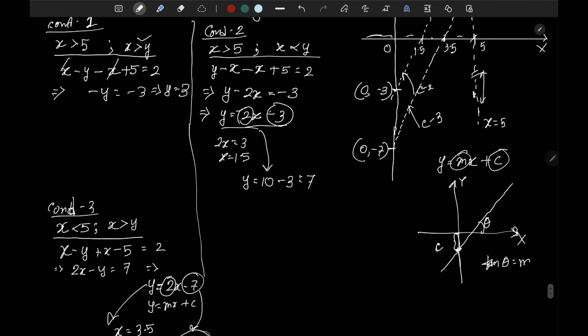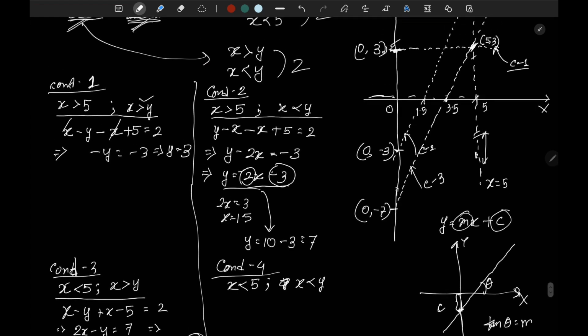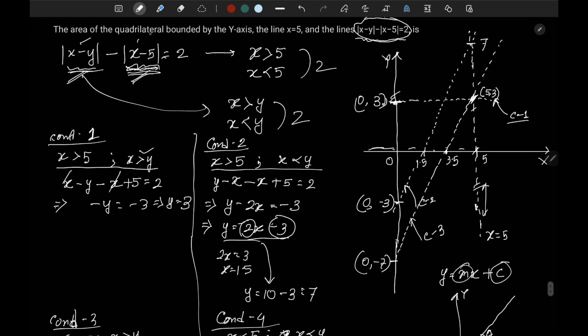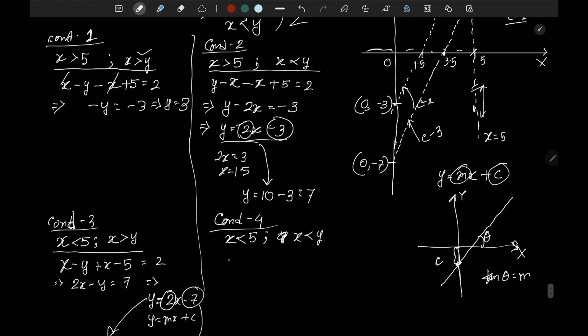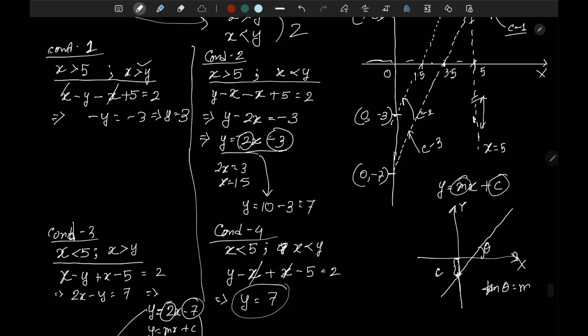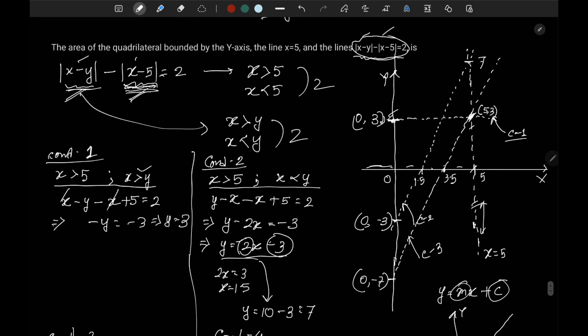Fine. The only remaining condition is condition 4, which is x less than 5 and your x is also less than y. So what will happen is that both the things will open as negative. So we have y minus x plus x minus 5 equal to 2, or we have what? Y, this x gets cancelled out, equal to 7, right? Y equal to 7 is nothing but, this we have already marked as 7. So yeah, this is your 0 comma 7.